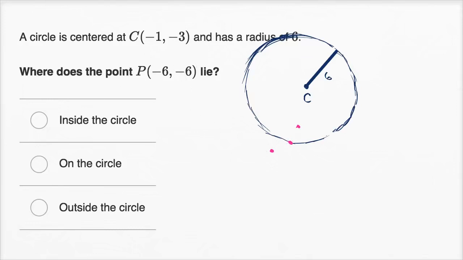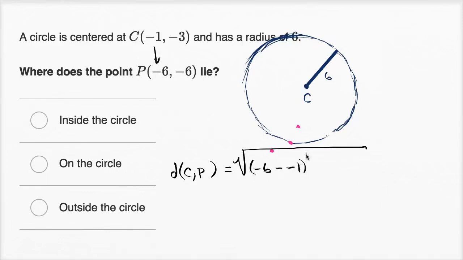So let's do that. There are different notations for the distance. I'll just write D, or I could write the distance between C and P is going to be equal to, and the distance formula comes straight out of the Pythagorean theorem, the square root of our change in x squared plus our change in y squared. So what is our change in x? If we view C as our starting point and P as our end point, but we could do it either way, our change in x is -6 minus -1. So -6 minus -1, and we're going to square it.